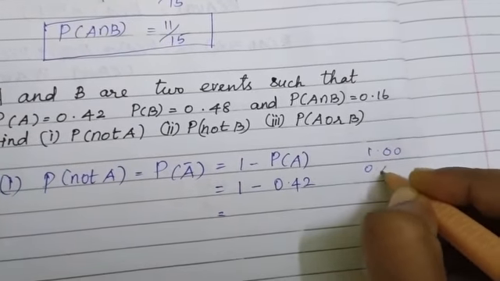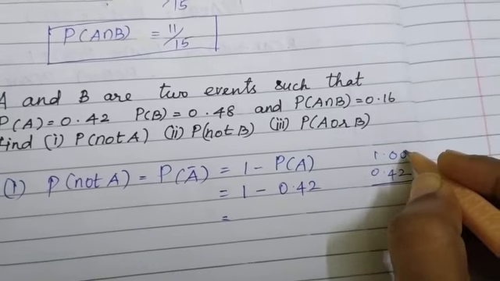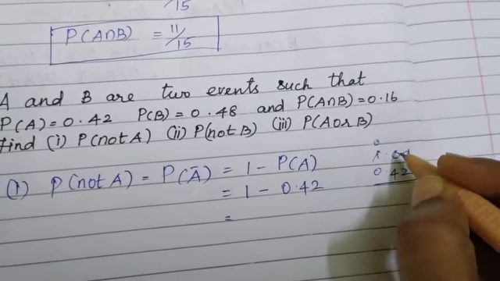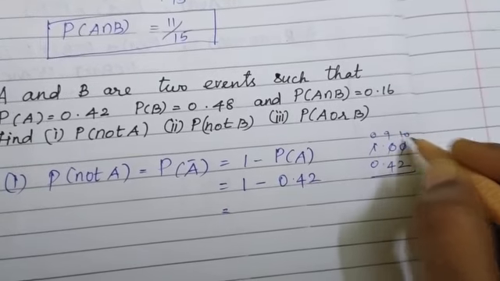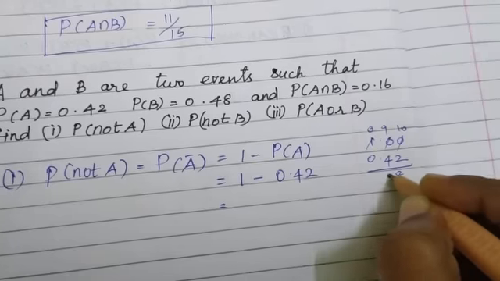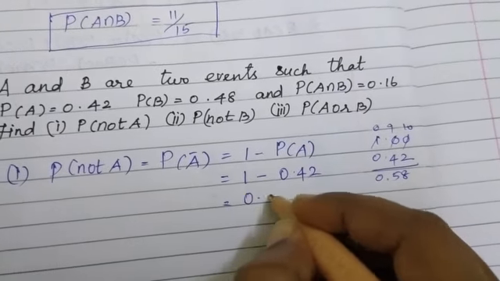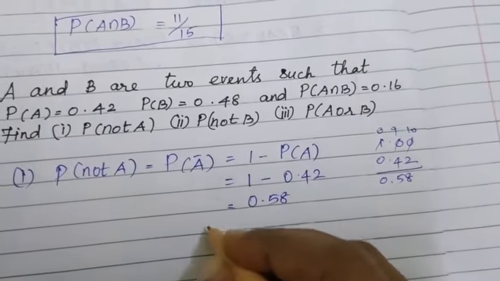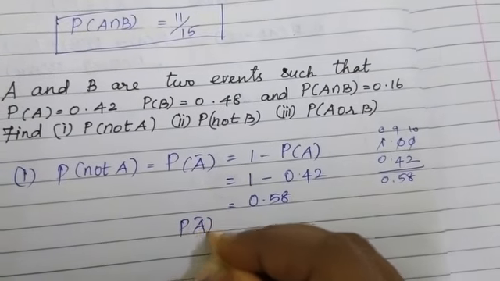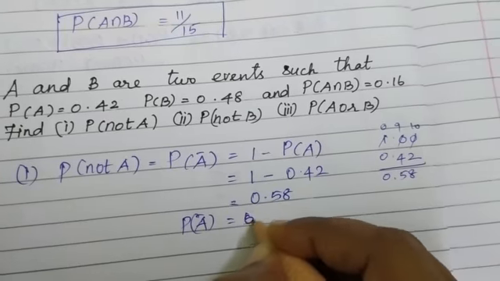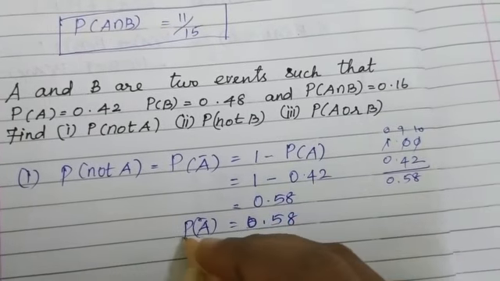Minus this, like only minus. So 0 we borrow, this change into 0, this change into 9, this change into 10. So 8, 5. So 0.58. So P of A bar is equal to 0.58.